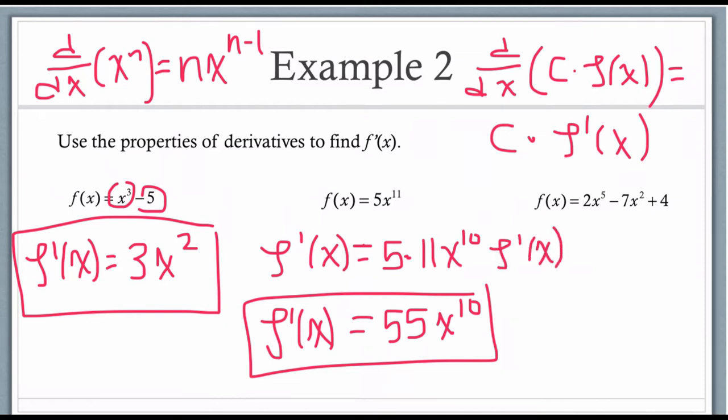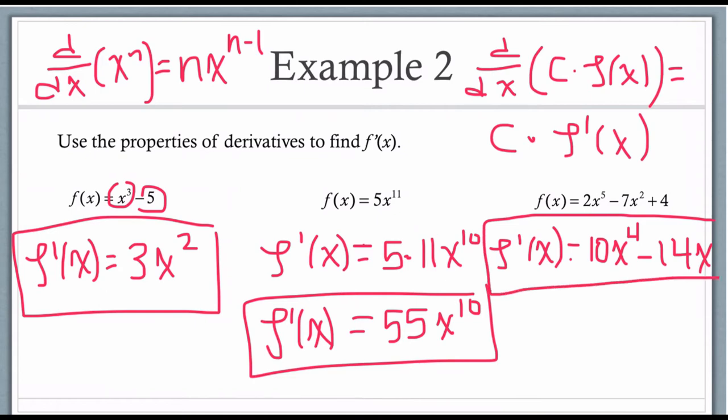So f prime of x is equal to 2 times 5, so that's 10x to the 4th, lowering my exponent by 1, minus 7 times 2 is 14. 2 minus 1, that lowers my exponent down to 1, so that's negative 14x, plus 4, well, that's just a constant, that's going to be 0. So my derivative is 10x to the 4th minus 14x.